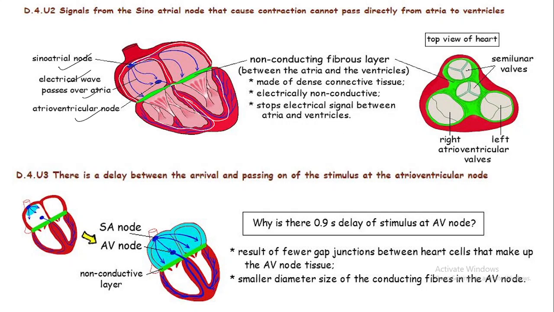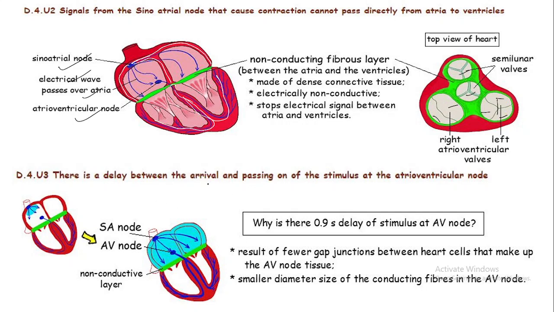Okay, so look at the semilunar valves. This is the right atrioventricular valve, and the left atrioventricular valve. These semilunar valves are of the pulmonary artery and aorta. This is the tricuspid valve. You can see 1, 2, 3 valves. This is the bicuspid valve, or the mitral valve. This is how it looks when you look from above.